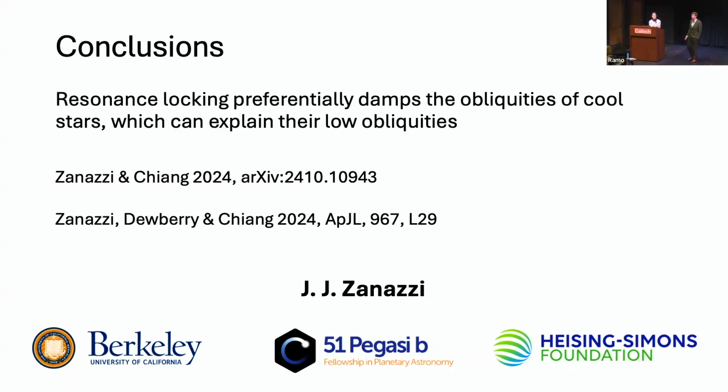Hey, great talk, thanks. So if resonance locking is true, would you expect that there's some kind of pileup of hot Jupiters at a particular orbital distance relative to the convective envelope depth?